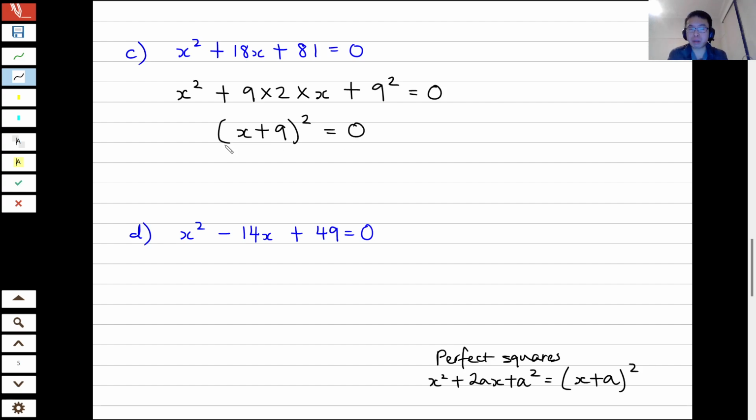So here I've got a repeated factor x plus 9. So you can think of this as x plus 9 times x plus 9. All of that equals 0. And so this time there's only one possible solution, x equals negative 9. Because I'm saying what's in the bracket, x plus 9, has to equal 0.